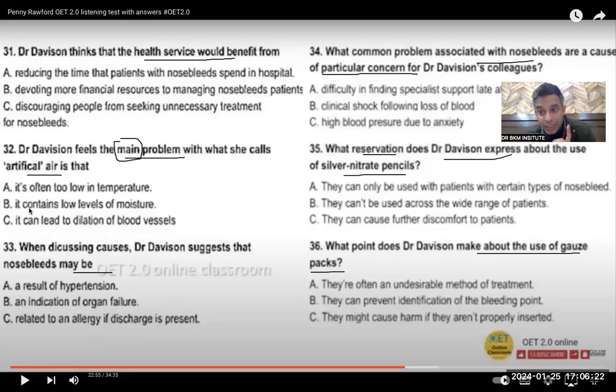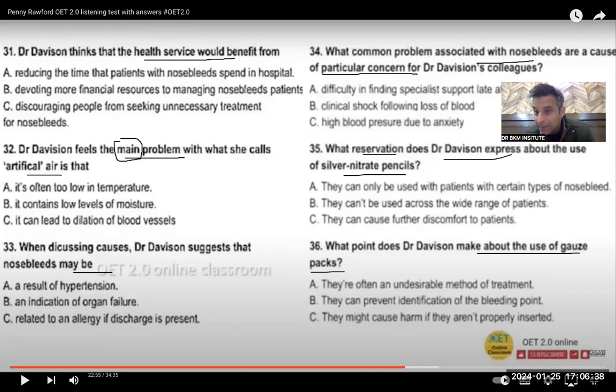Now, even if I put a speculation or a guesswork, then B or C, at least 50% I have the chances to be right. Then second point, she was saying that it is a dry air. So it contains low levels of moisture. Dry means low level of moisture. Again, vocabulary difference would be there.